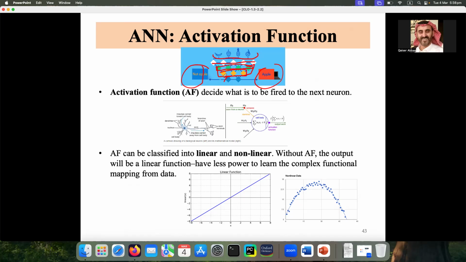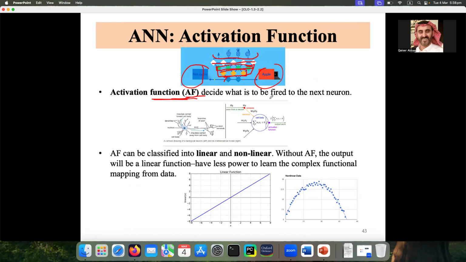You must know the components of a neural network. The logic is: it is input, it is output, it is hidden layer, it is activation function. You must keep these four terms in your mind. So what is activation function? Now the question is, what is activation function? If you go into the definition, it is something which will decide what is to be fired to the next neuron.